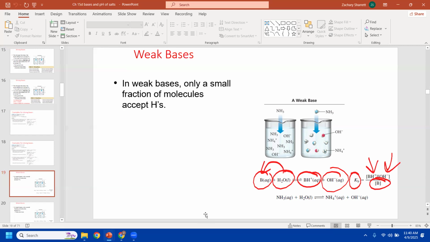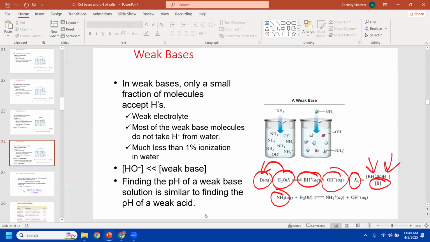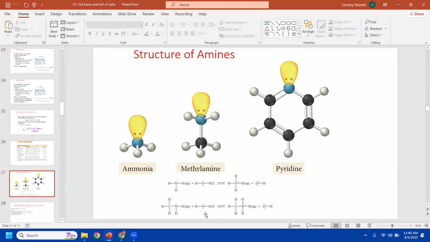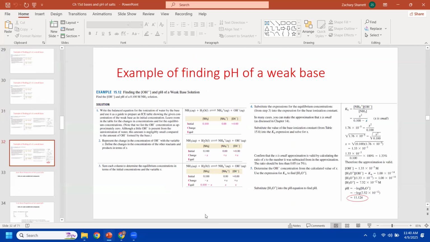So if we have a weak base like NH3, we can still make an ICE table for this. It's a weak electrolyte. Here's some weak bases. And here is an example of finding the pH of a weak base. Feel free to look at this. We'll do this on Monday. Though on Monday, I want to get into buffers because buffers is what we're doing in lab next week. I think. I don't remember.